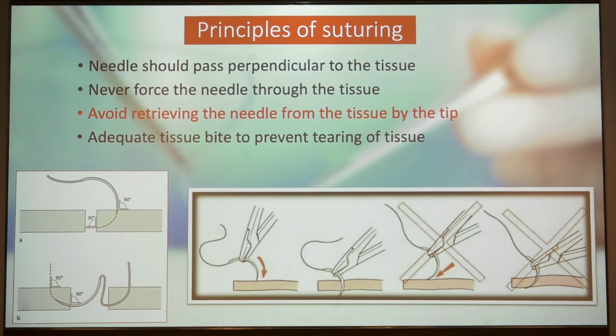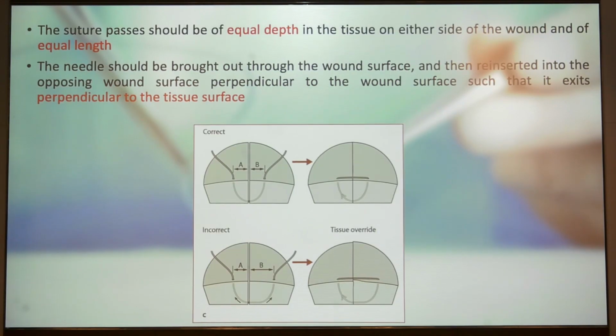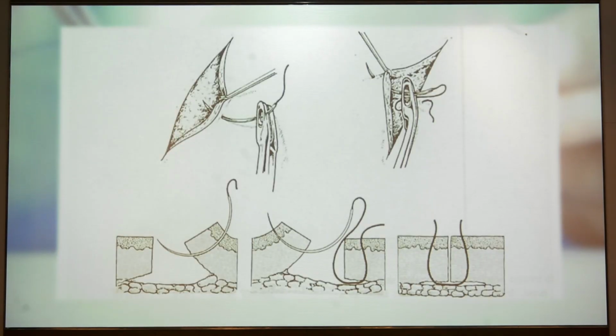So coming to the main point of this talk, that is principles of suturing. So one thing is that we should avoid retrieving the needle from the tissue by the tip of the needle, because that causes blunting of the needle tip, and with subsequent passes of the needle, it can cause more damage to the tissue than good. And the suture passes should be of equal depth on both the sides so as to oppose the wound well, and the needle should exit perpendicularly to the tissue surface. So this is how that looks.